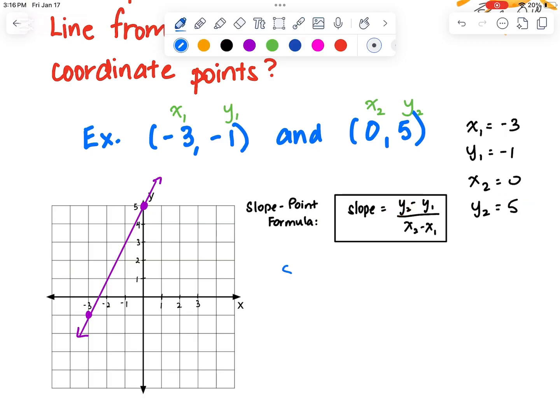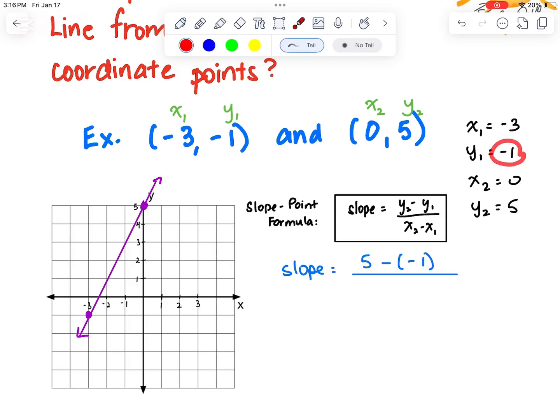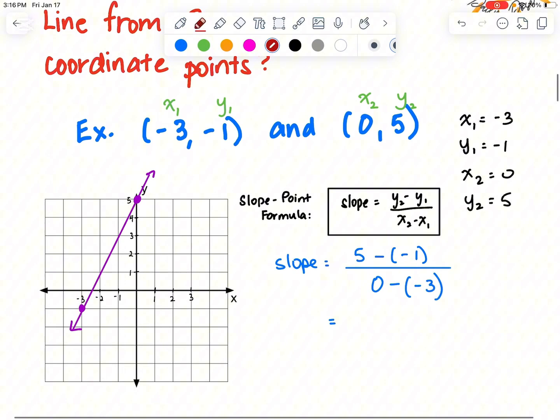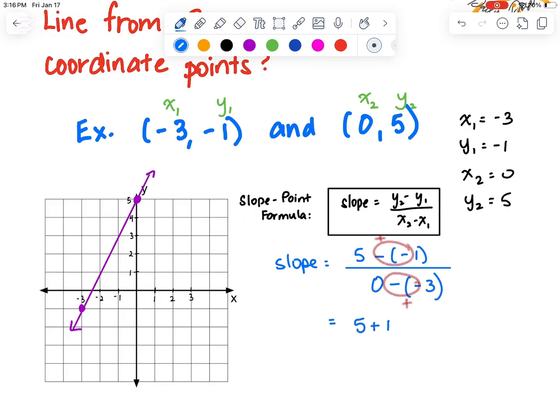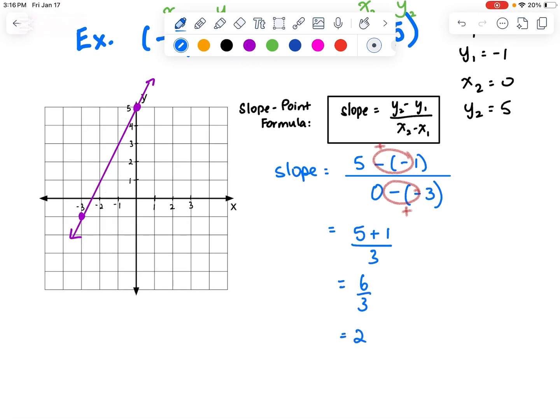So our slope according to this formula is going to be y2, which is 5, minus y1. Now be careful here. y1 is a -1, so I'm still subtracting a -1. Don't forget about those double negatives there. x2 is 0 minus, and once again, my x1 is negative, so I have that double negative sign there. When I have 2 negatives, they turn into a single positive. 5 plus 1 over 3, I get 6 divided by 3. That gives me a slope of 2.